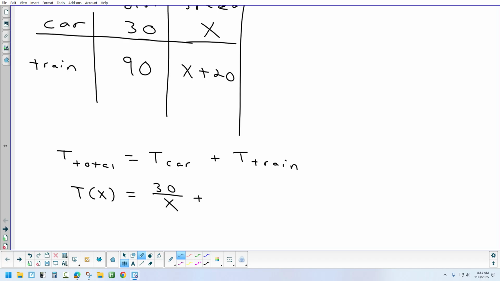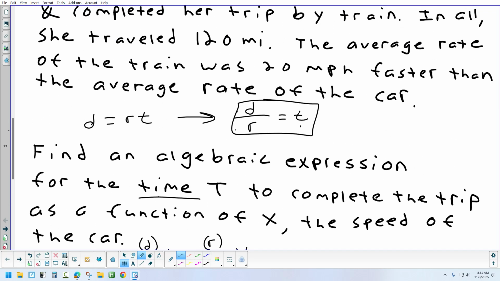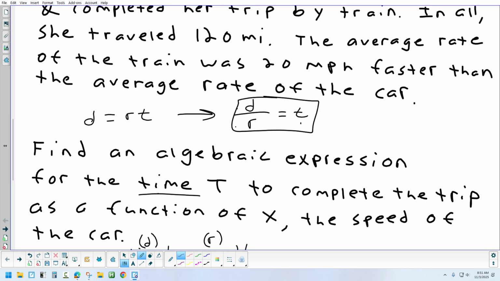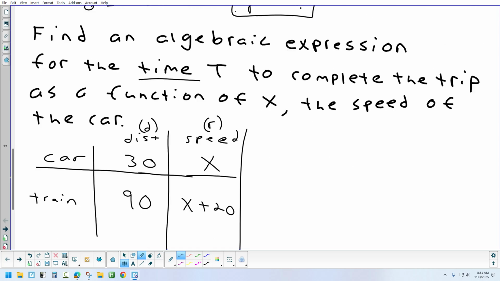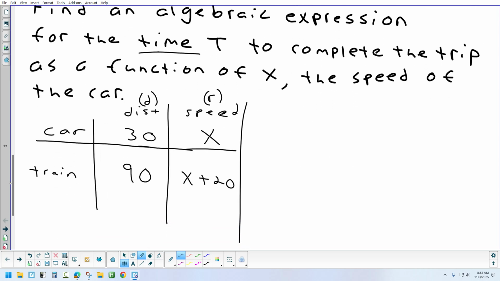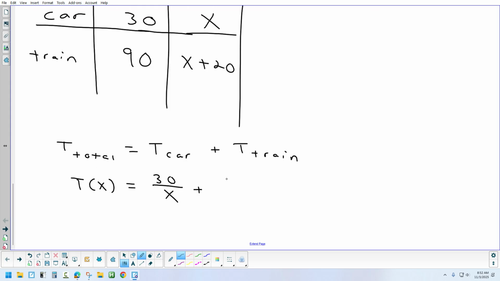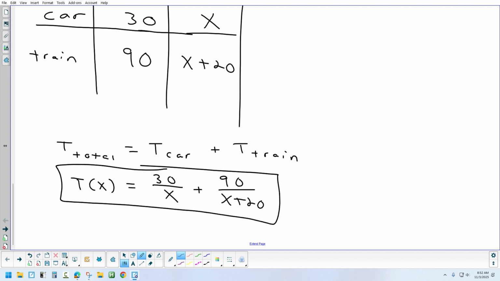Let's do the same thing for the train. The time she spends on the train is distance divided by speed. What's the distance the train goes? 90. And what's the speed of the train? x plus 20. And there is a formula that will calculate the total time of the trip. We just need to fill in the speed of the car, and then we can figure it out.